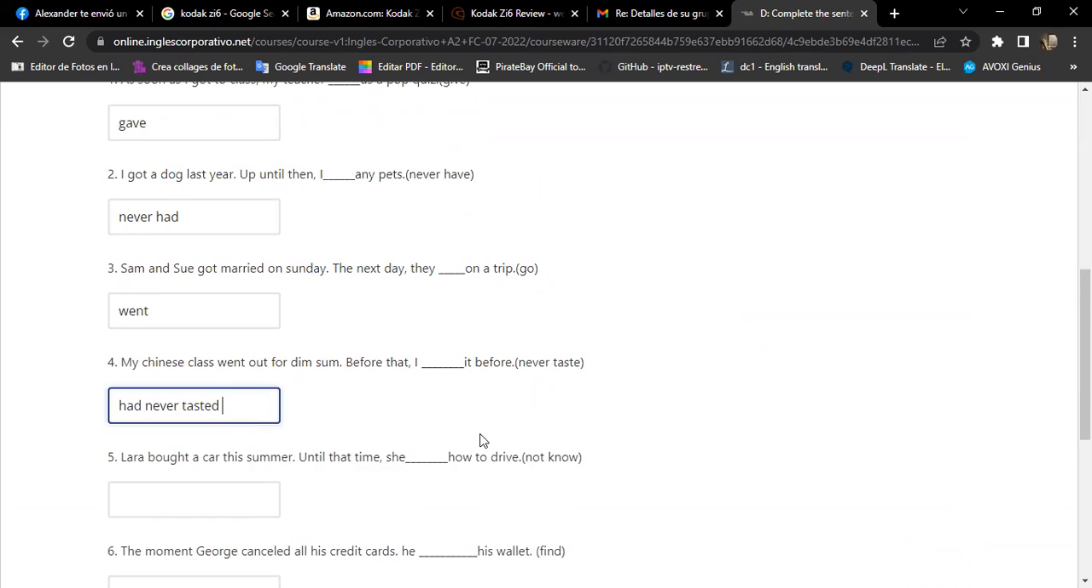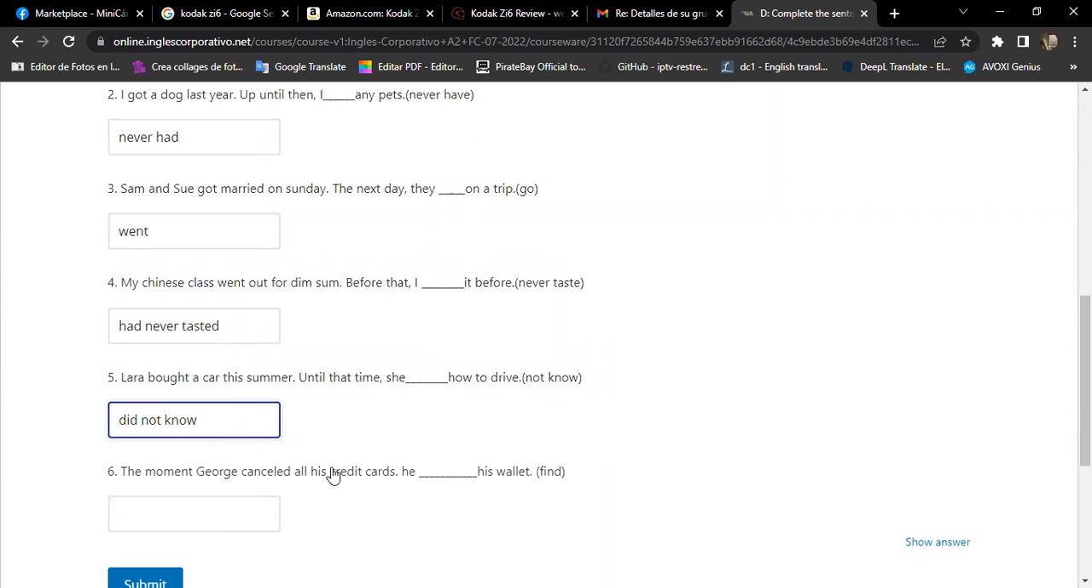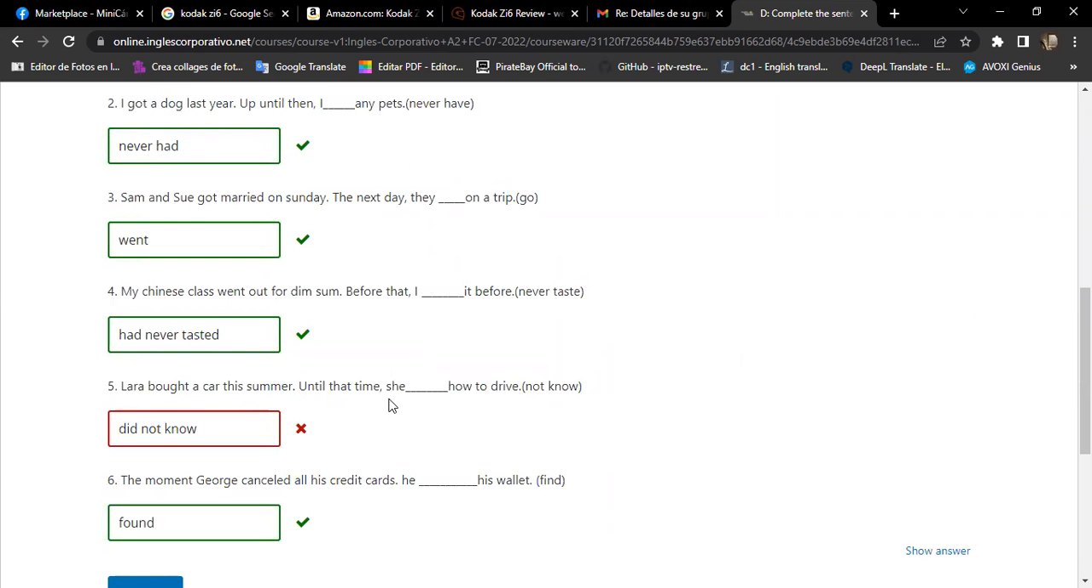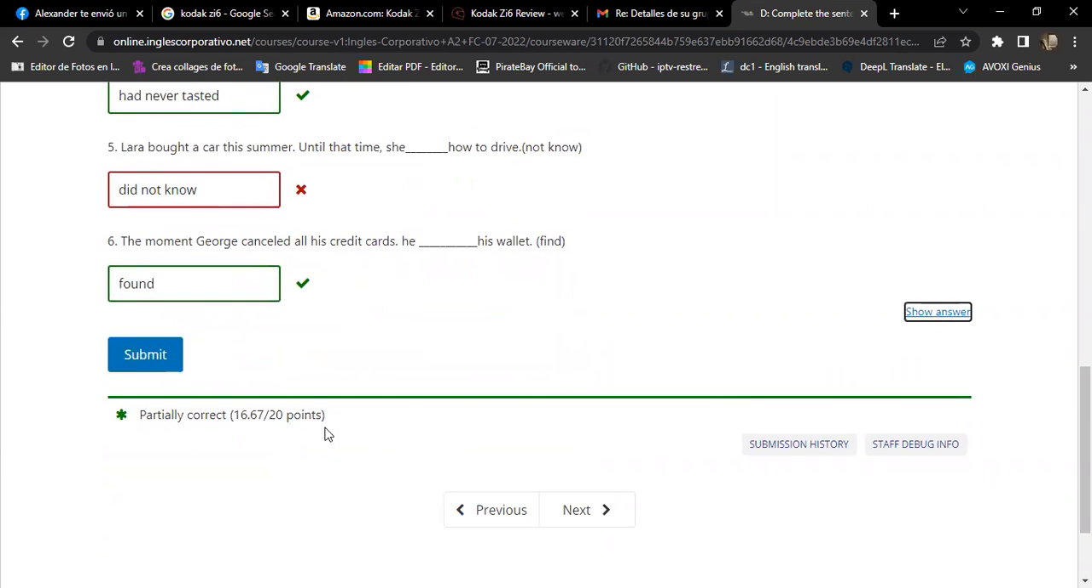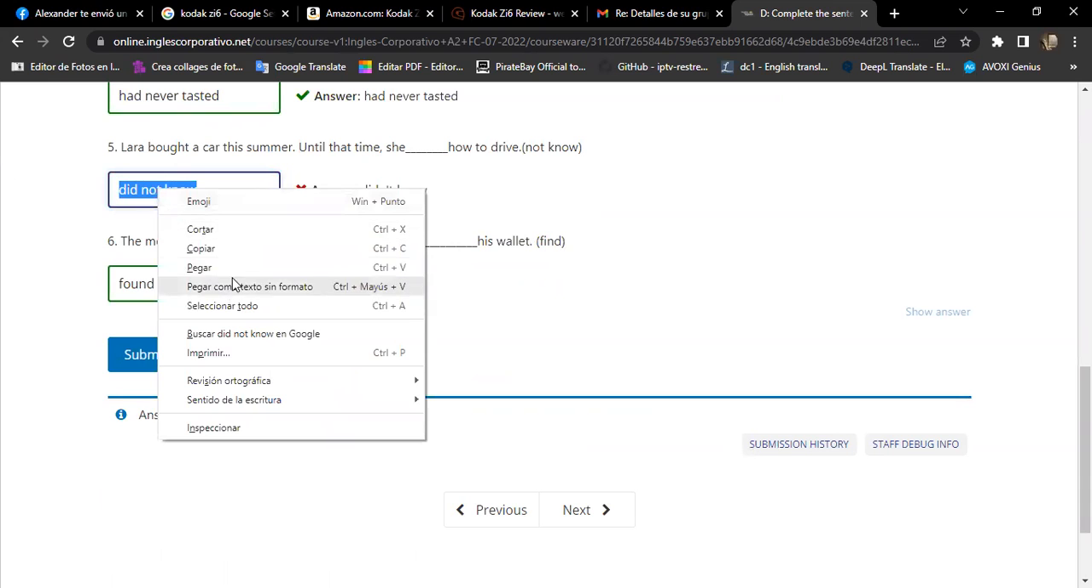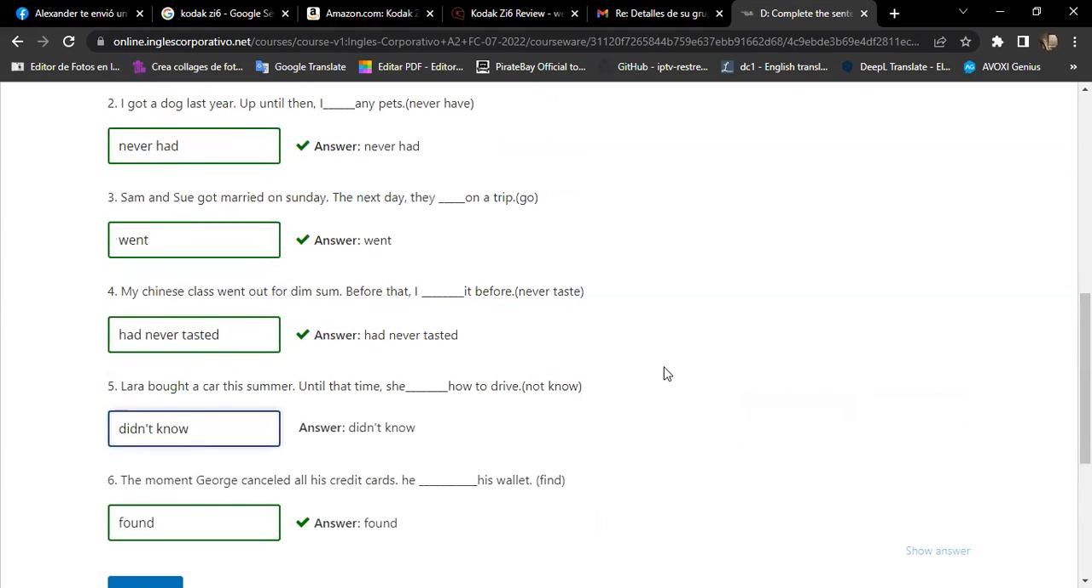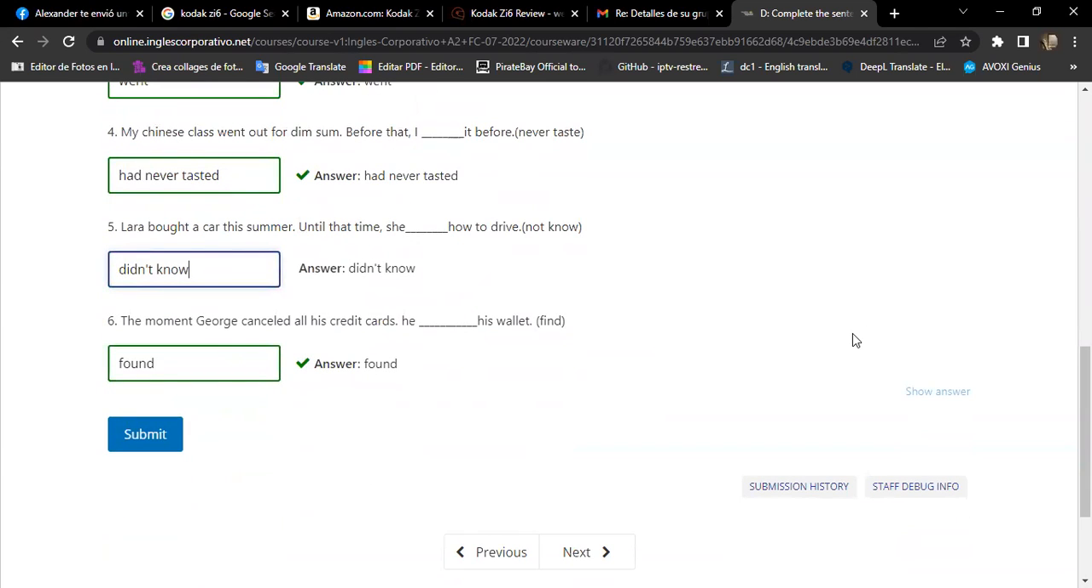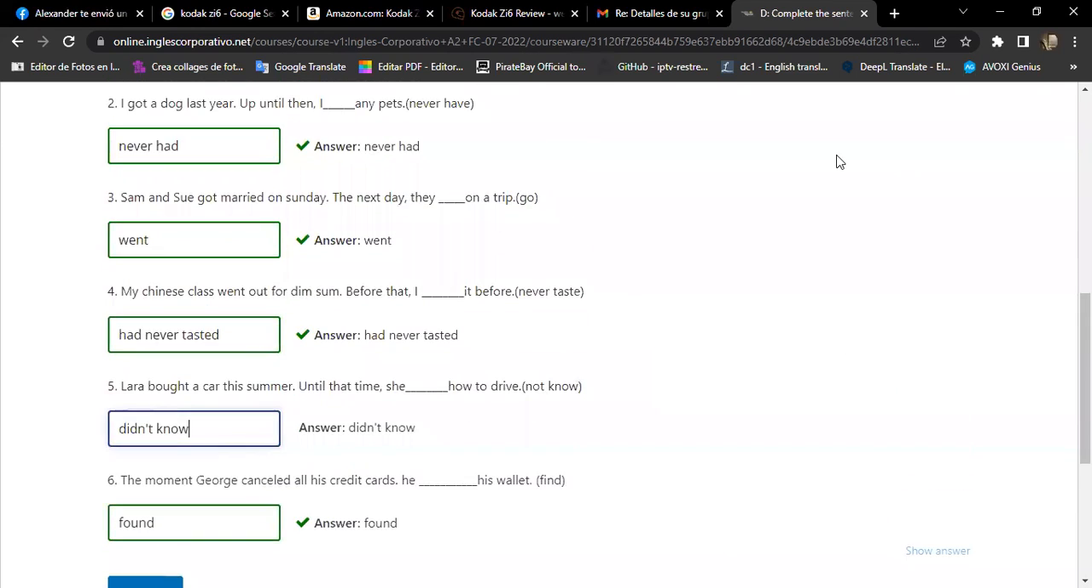Lara bought a car this summer. Until that time, she did not know how to drive. The moment George canceled all his credit cards, he found. Didn't, oh man, this is ridiculous. The platform doesn't accept contractions. It is correct, and actually "did not" is the formal way. Contractions are always informal, but okay, it's the platform.